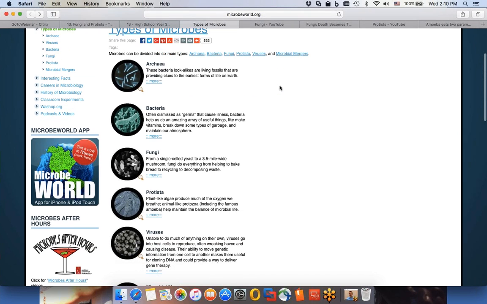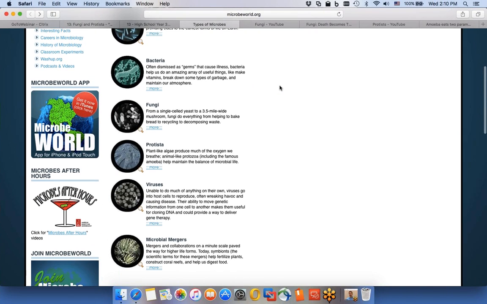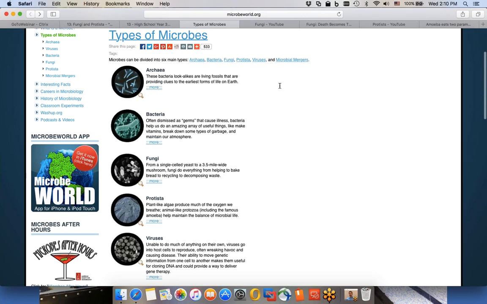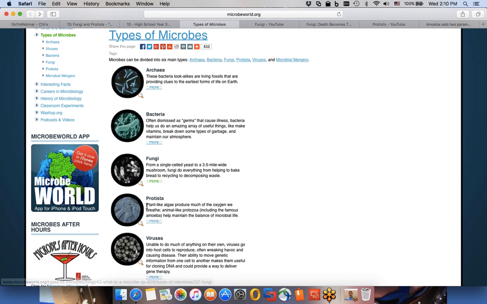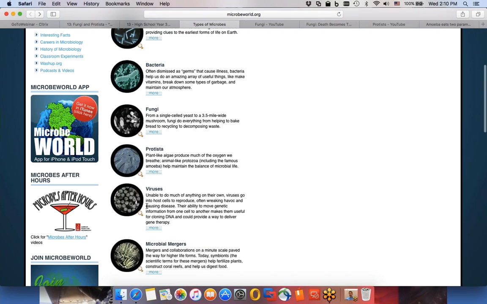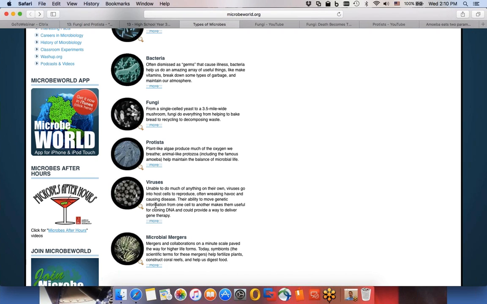And it tells us that there are 6 different types of microorganisms: archaea, bacteria that are prokaryotes, fungi, protista that are eukaryotes, viruses that are neither. So viruses is interesting. We are going to have a whole lesson on viruses, but they are not classified really as either. People don't even know whether to classify them as being alive or not.